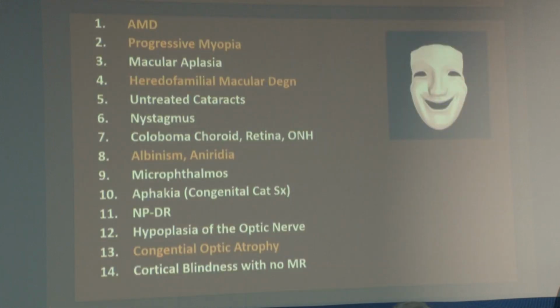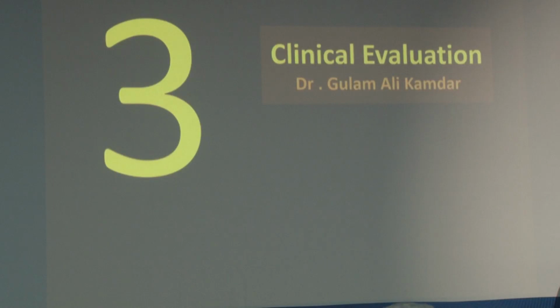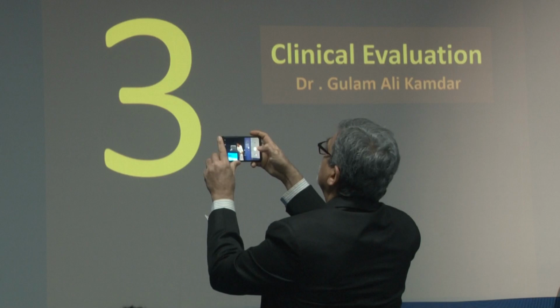Now there are certain diseases which can be treated with low vision aids, and certain diseases which cannot. Common ones that we see in our OPDs are usually AMDs, myopias, albinisms, aniridias and optic atrophies. The diseases which cannot be treated with low vision aids are mainly hypertensive retinopathies, diabetic retinopathies, CRAOs, CRVOs and advanced glaucomas, where the retina itself is damaged in toto. I'd hand over to Dr. Ghulam Ali Kamdar now for the presentation.